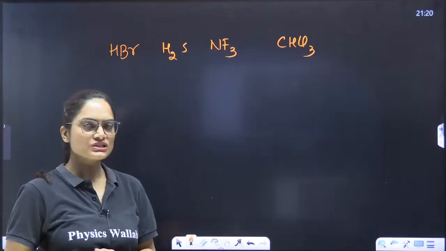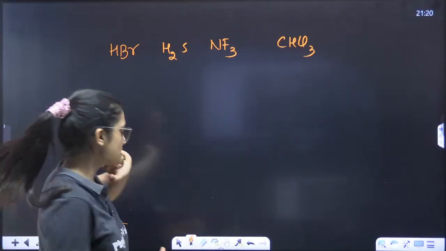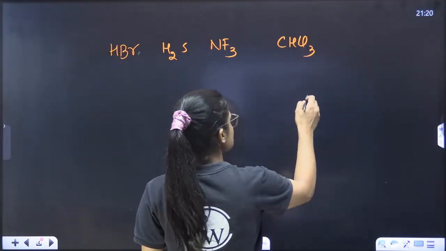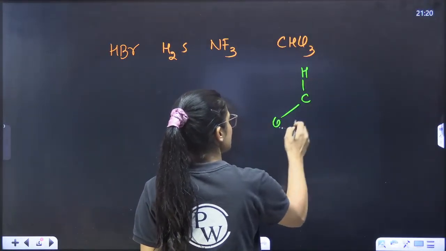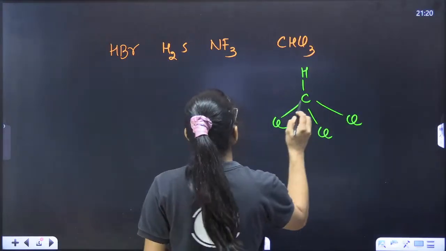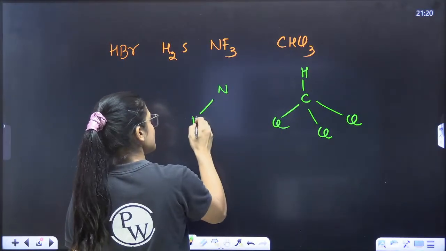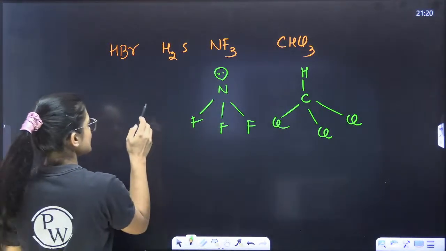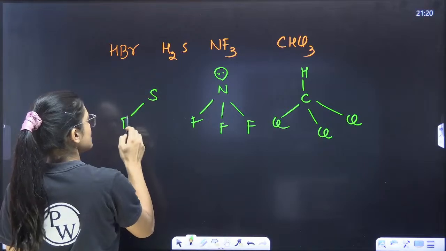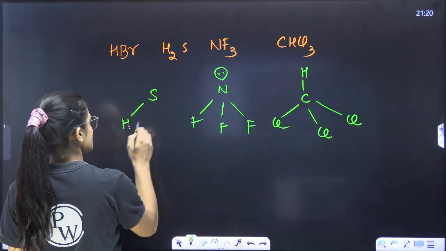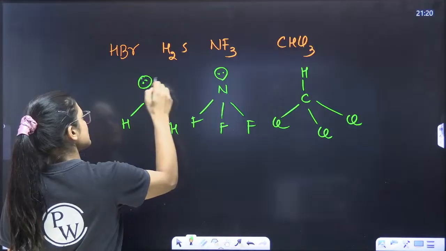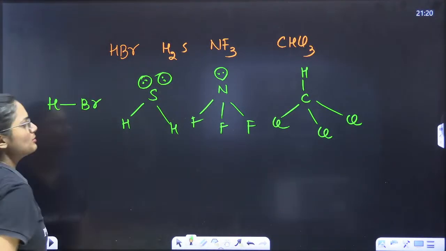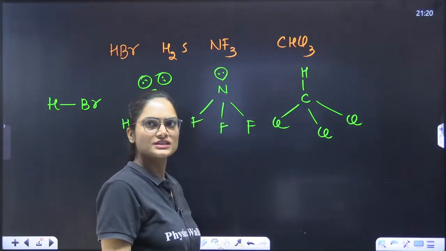Dipole moment totally depends on the shape as well. If I talk about CHCl3, it has tetrahedral shape, right? Chlorine here, and chlorine here. This is NF3, wherein the shape is pyramidal. Nitrogen has a lone pair. H2S shape is bent, wherein it has two lone pairs. And in case of HBr, dipole moment comes because of difference in electronegativity.